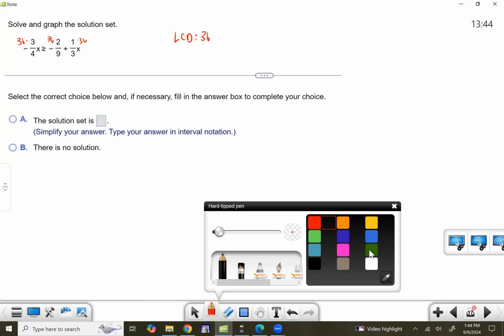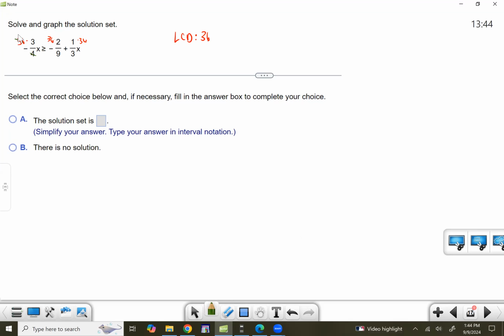All right, so here we go. 4 goes into 36 9 times. So if we multiply all of the leftovers, we're going to get negative 27x. Then 9 goes into 36 4 times. If we multiply all the leftovers, we're going to get minus 8. And I lost my greater than or equal to sign, sorry. All right. And then 3 goes into 36 12 times. So if we take all the leftovers and multiply them, we get 12x, and it's going to be plus 12x because of the positive, the plus sign right there.